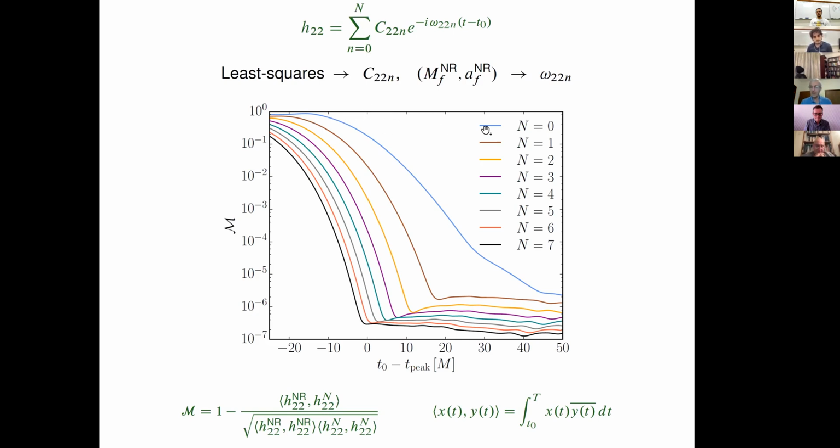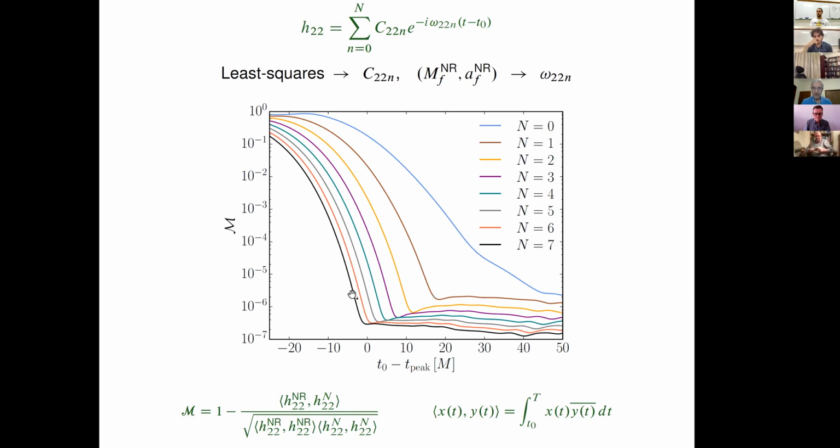So fitting the fundamental mode only, that's n equal to 0, that's the blue curve. What we're showing here is the mismatch, right? By how much does the model disagree with the full waveform? The mismatch is defined here just as a dot product, basically, normalized so that it is 0 if we have a perfect fit. And you can see as we increase the number of overtones that we include, the mismatch gets better and better. And not only that, the minimum sets in earlier and earlier.